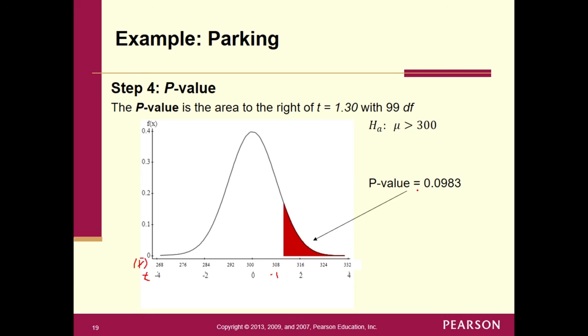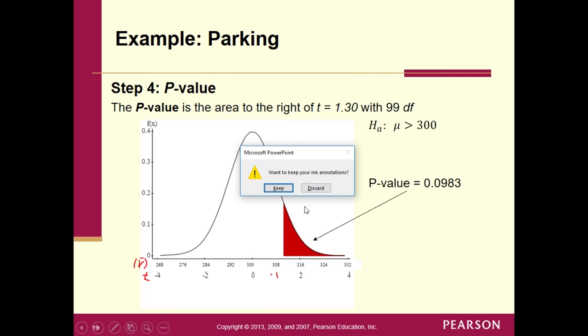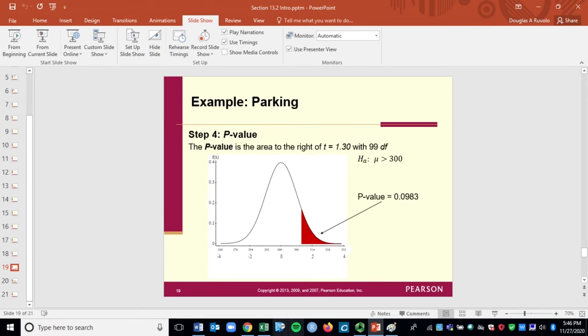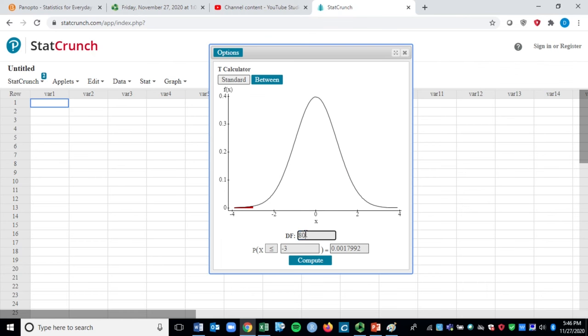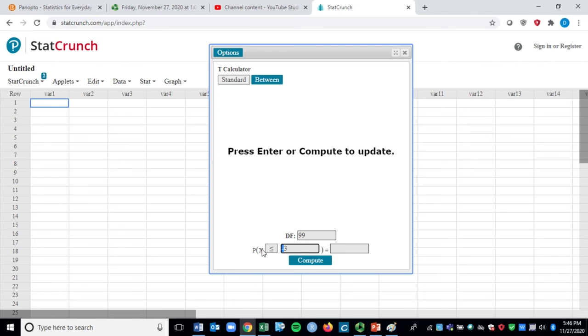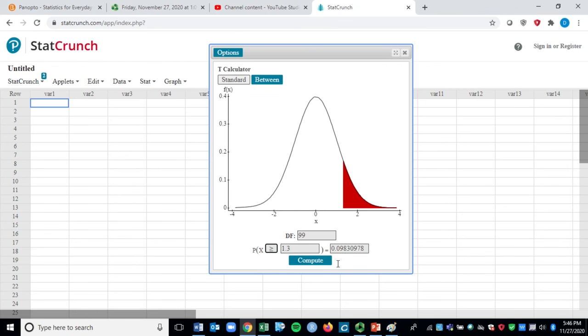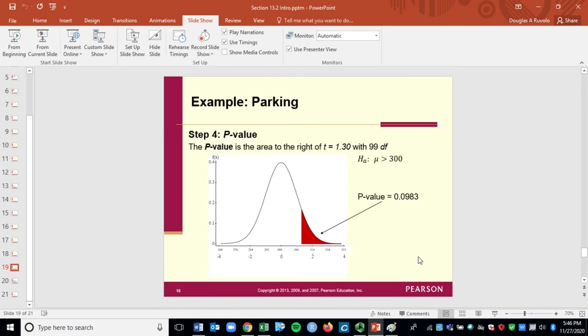Well, let's take a look. So we need 99 degrees of freedom and 1.3. Let's check it out. 99, we'll change this to 1.3, and we need greater than. And there we go. What do we got here? We got 0.0983. Yay. Okay. What do we always do? We always compare that to alpha. All right. And go from there. So I'll get back into the presentation.